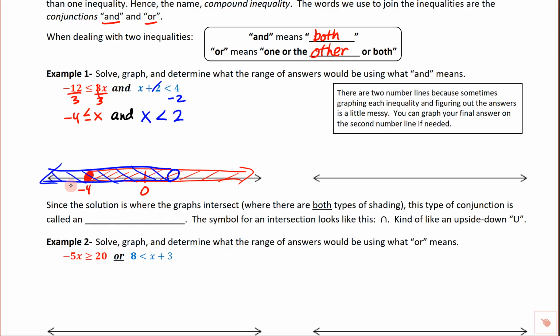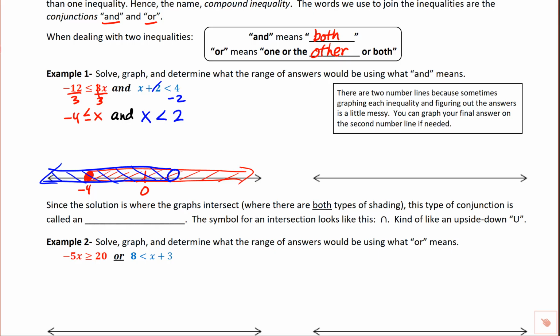So here's the deal. We want to think about what the word and means. And means both. We want both of these to be true at the same time. So let's take the red one. Anything that's shaded in red would make the red inequality true. Anything that's shaded in blue would make the blue inequality true. Well, if we want them both to be true, we've got to find somewhere that has both types of shading.